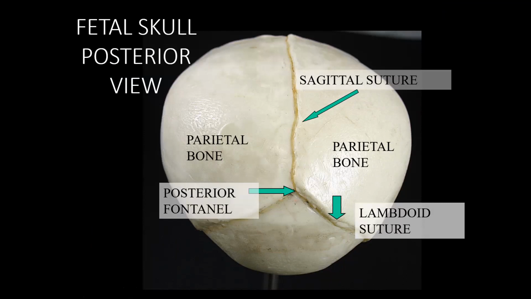These six fontanelles give us all the flexibility we need as our brain is getting bigger and bigger as we grow. It takes a long time for the bones of the skull to finally fuse. Okay. And that is the skull.